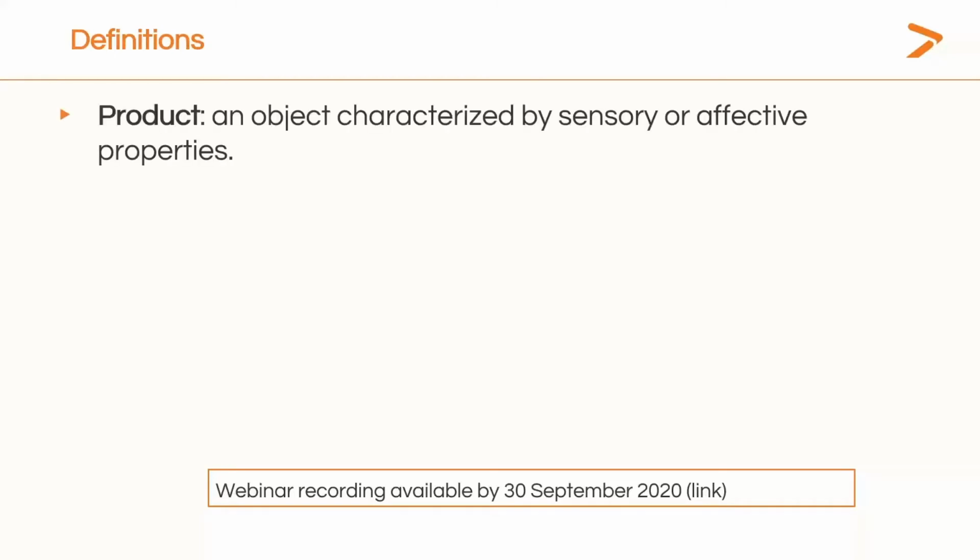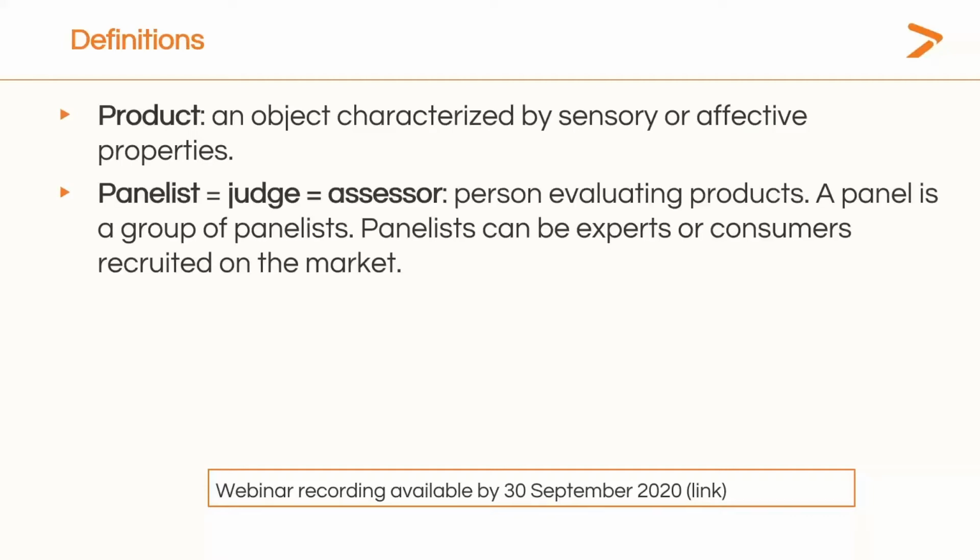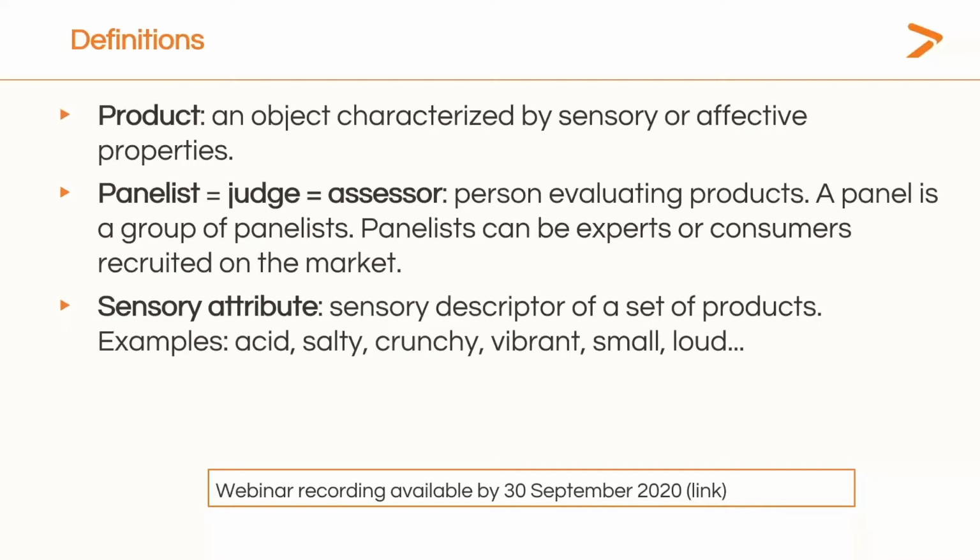Here are a few definitions of things we'll be talking about today. What is a product? A product is an object which is characterized by sensory or affective properties. What is a panelist or a judge or an assessor? It's a person evaluating products. A panel is a group of panelists, and panelists can be experts or consumers recruited on the market. A sensory attribute is a sensory descriptor of a set of products. Example, acid or salty or crunchy for food products, vibrant for car products, and so on.